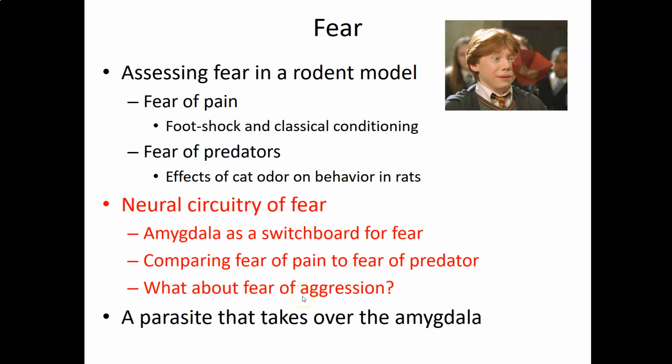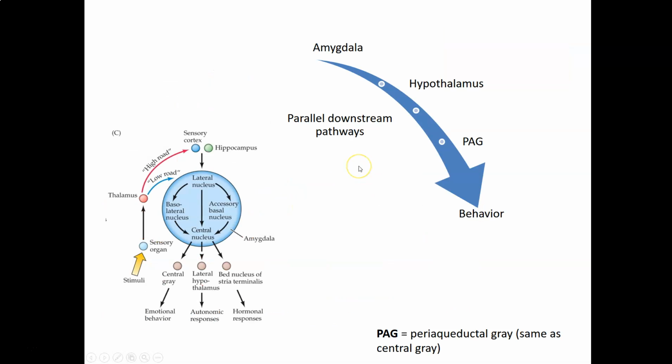which is going to elaborate on that circuitry a little bit more, and then finally down here, this whole issue of this parasite, Toxoplasma gondii, and how it can take over the amygdala and kind of redirect these circuits so that what should be a defensive response now becomes something that's more like an approach response. Okay, so in any event, let's just talk about this neural circuitry of fear in general terms.